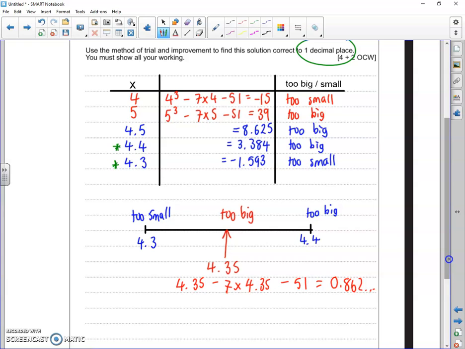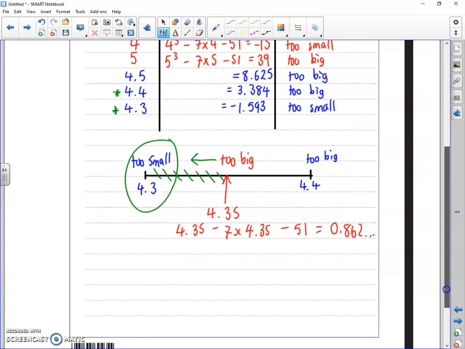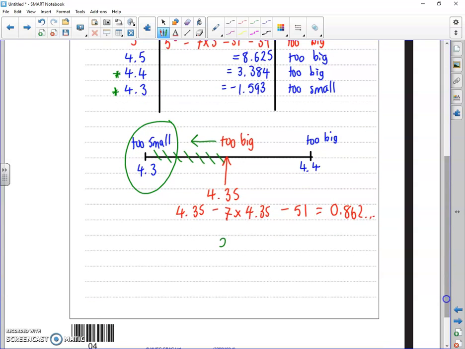If 4.35 is too big, it means that the right answer must be smaller than 4.35. If it's smaller than 4.35, it's on the left-hand side of the line, and it means that 4.3 is the best approximation if you work to one decimal place. So we should write at the end that x is 4.3 to 1 decimal place. Okay, and you need to show all your little steps here to get all of the marks.